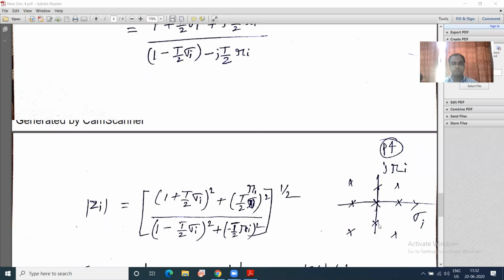Any doubt? Yes, sir. Poles located in the left half plane, I understand, these are the location of the pole. Poles located in the right half plane, I understand, these are the location of the pole. If the poles are located on the j omega axis, these are the location of the pole. In both the cases, sigma equal to 0.